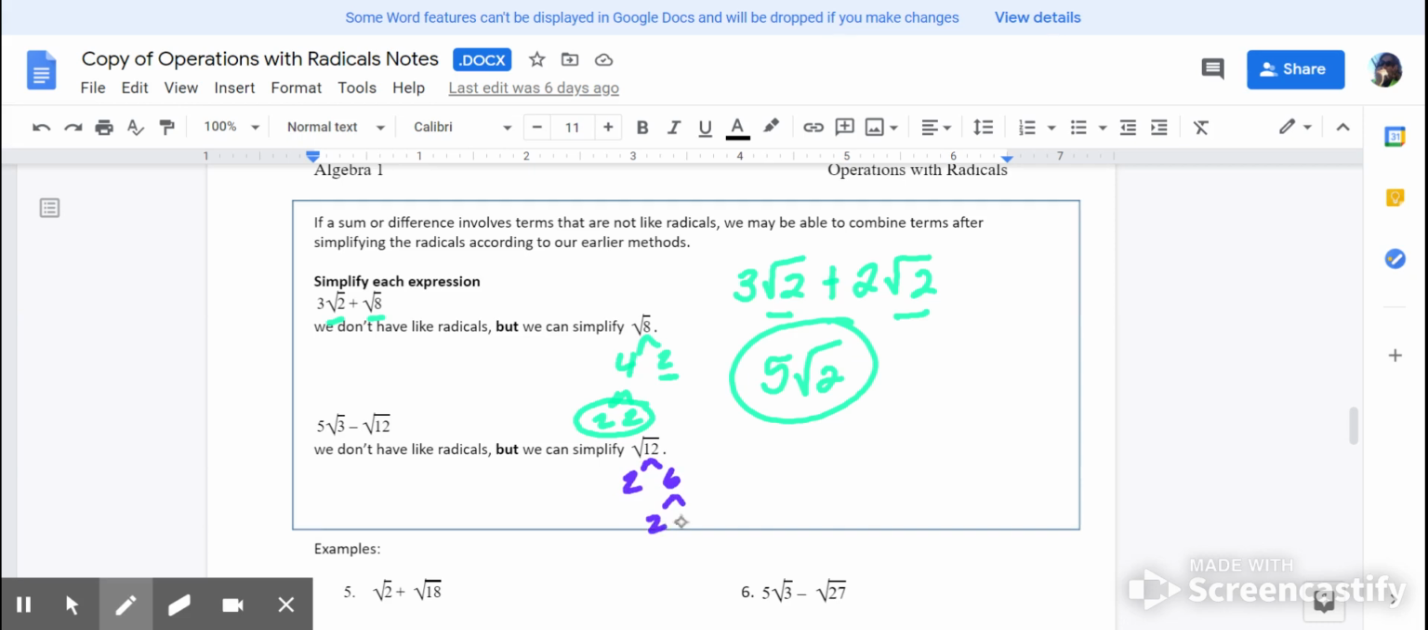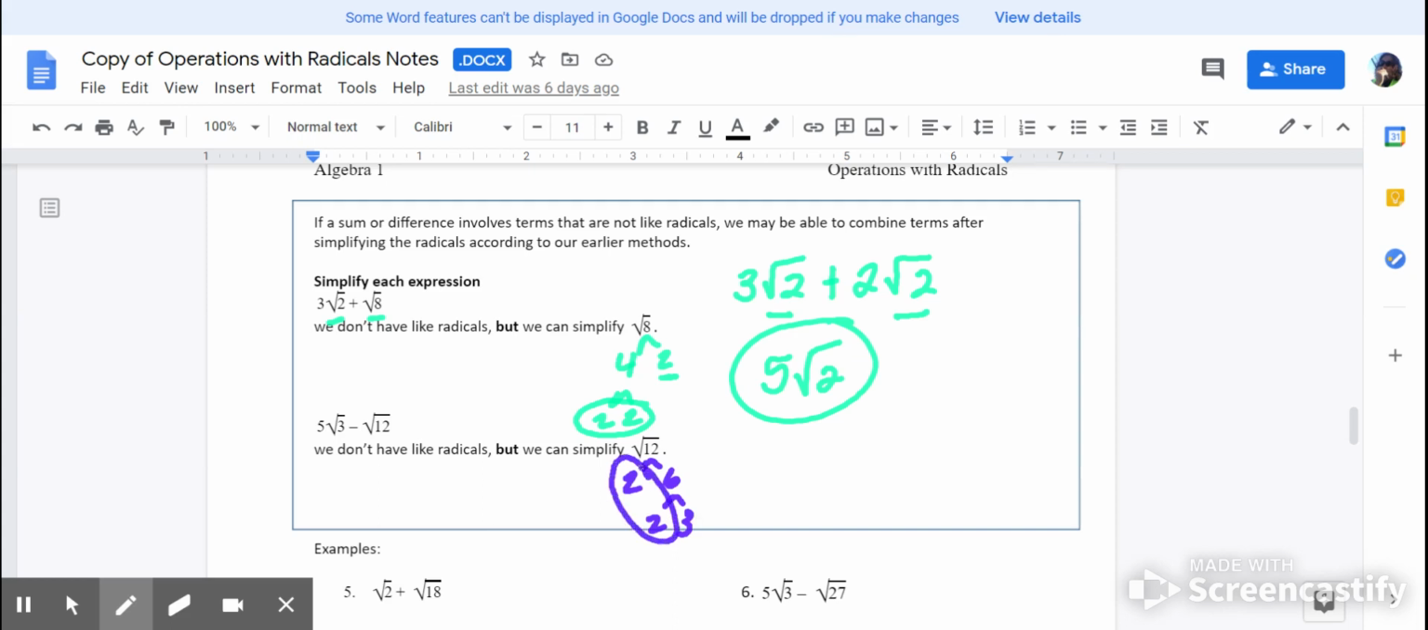6 can break down to be 2 and 3. Again, you can find any factors that will multiply to give you 12. You don't have to pick 2 and 6. You could use 3 and 4. And as long as you're getting them down to the prime factors, your answers will be the same.